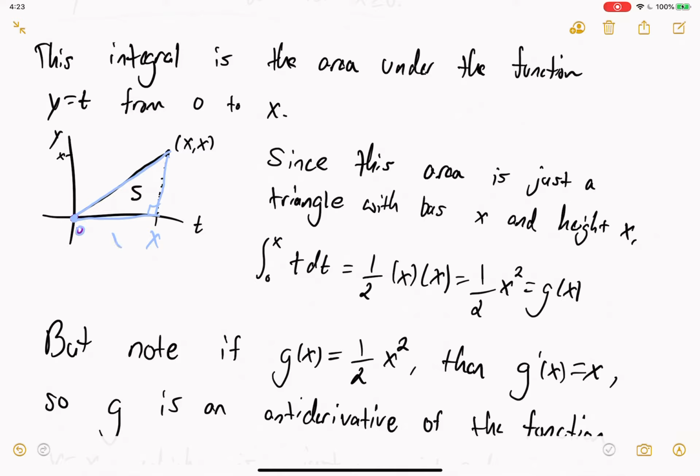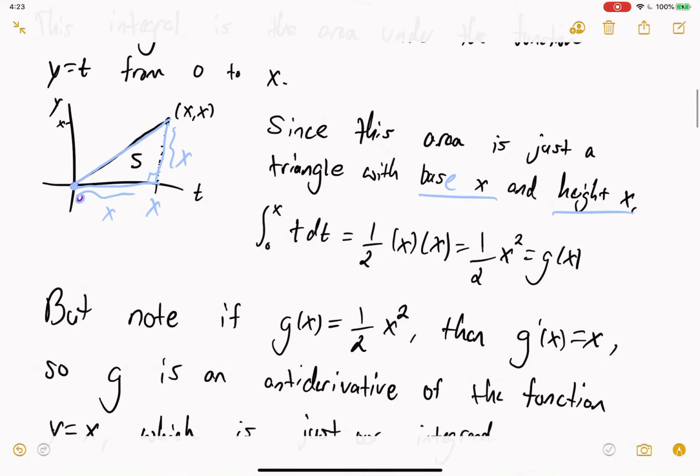And this length right here is going to be x, because it's just y is equal to t, just like the identity function, a very simple function. This length right here is going to be x, and this height is going to be x. That's this triangle with base x and height x.